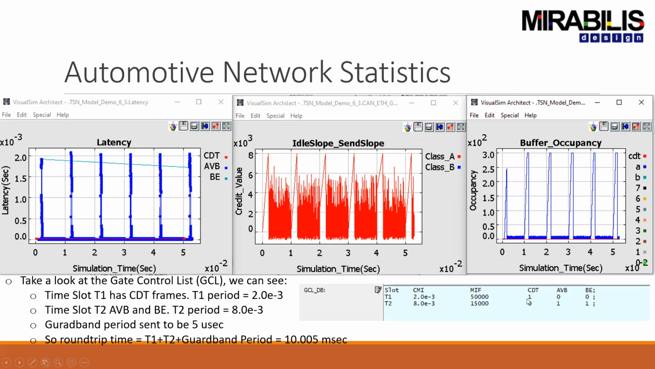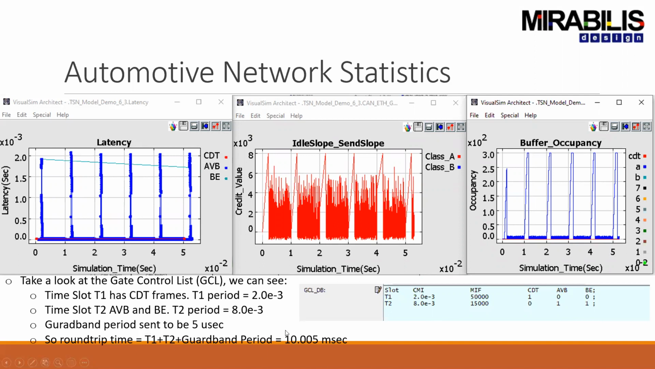For example, T1 slot has control data, while T2 can handle both the audio video AVB Class A, Class B, and best effort Ethernet. You can actually combine both of those into that one slot. So you can set up time periods for them, which is defined right over here. The guard band, which is right over here.